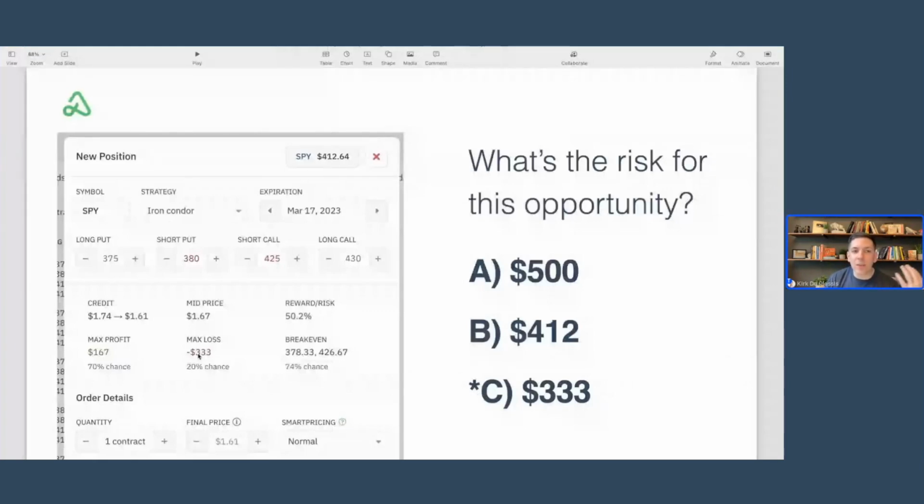You take the width of the wings or the largest wing, you subtract out the mid price of the credit that you might receive, and then you get your max loss. So we put that right here for you. Do you guys see that right there? That's your max loss as you go. There's no question what the loss is on a position. Now, if you increase the number of contracts, that will adjust as you go. It's very clear. It's very simple.